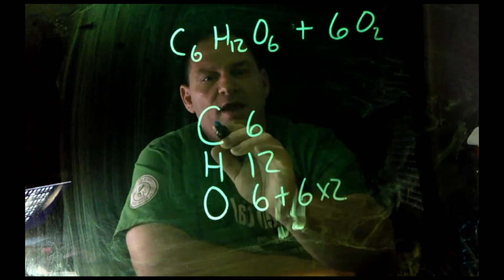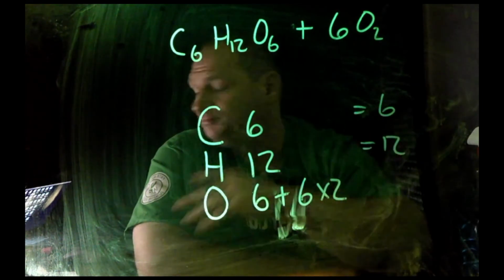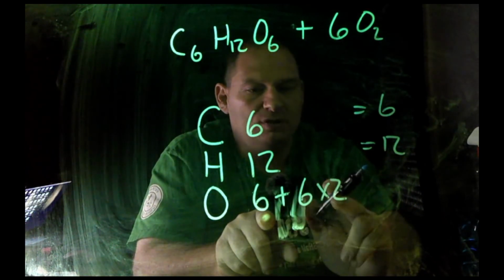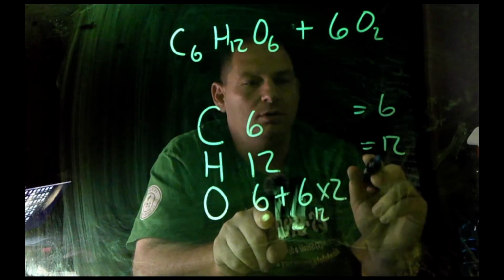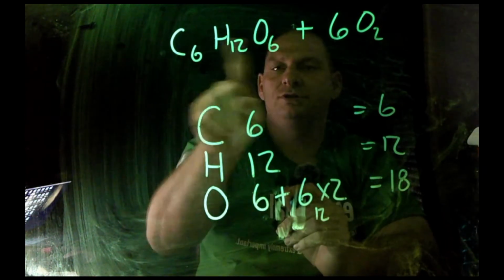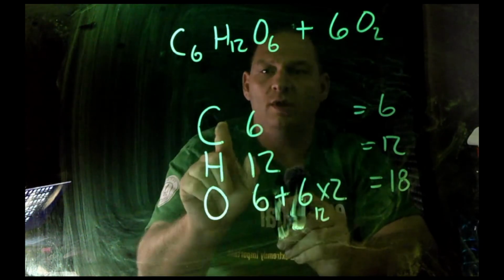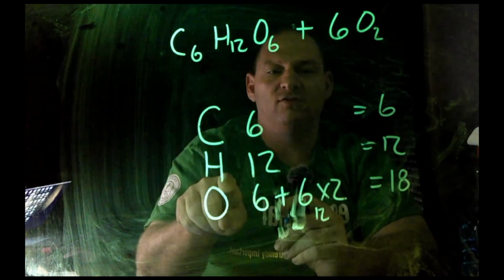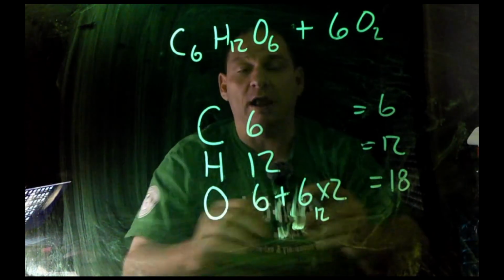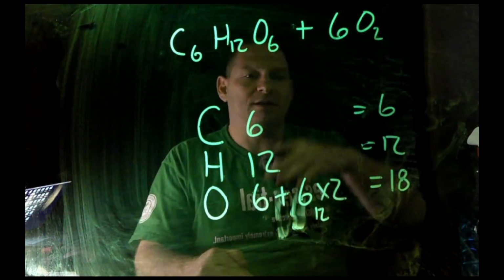All right, so we have 6 carbons, 12 hydrogens. Those are so hard. Last one, 6 plus 6 times 2. So 6 times 2 first, so that's 12, plus 6 more equals 18. So at the end, we have 1 molecule of this sugar and 6 molecules of this oxygen. In total, we have 6 carbons, we have 12 hydrogens, and 18 total oxygens. All right, so now that we finished this part, you're going to finish the assignment, you're going to open up MasteryPass, and you'll see your next assignment that'll be available for you.